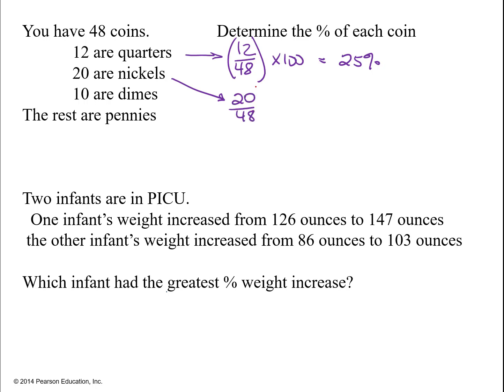All right, now the next one, so 20 are nickels. So 20 out of 48 of them are nickels. And then multiply that answer times 100. And you get that. How do you round that? 42%. So you'd round, so 20, that measured number, 42%. 10 are dimes.